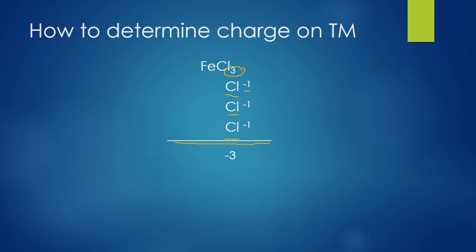So if I have a -3 charge on the anion side, what charge do I have to have on the cation side to cancel out that -3? I'm going to have a +3. So what that tells me, since there's only one iron atom, is that that iron is the +3 iron. Now that I know which ion it is, I can name my compound. So I'm going to name it by writing iron, Roman numeral 3, chloride.